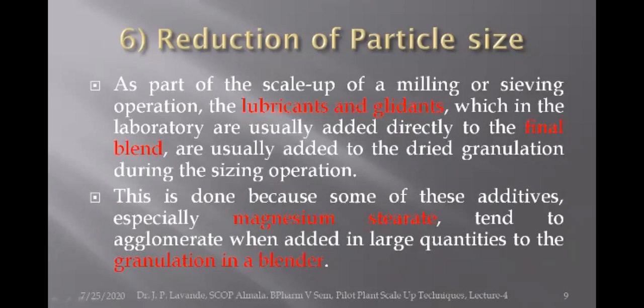The lubricants and the glidants are sometimes added into the granules and not into the powder, not into the blend, because that will lead to the formation of agglomeration. And if the agglomeration property is imparted, that will affect the flowability.